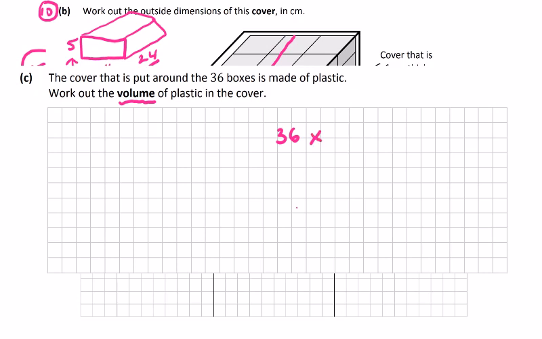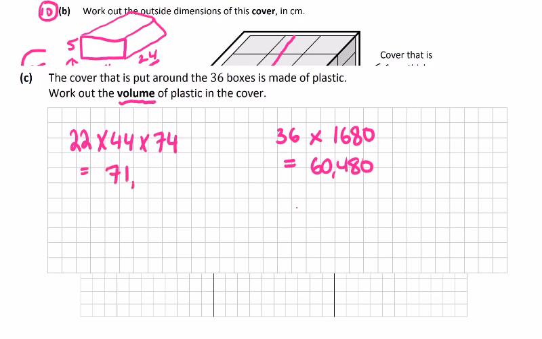And they were, just checking, 1680. 36 by 1680 will give us the volume of the boxes. That's 60,480. And the volume of the whole thing was the dimensions that we just worked out, 22 multiplied by 44 multiplied by 74. If we multiply these three things, we're going to get 71,632. So that would be the total volume of the whole thing.